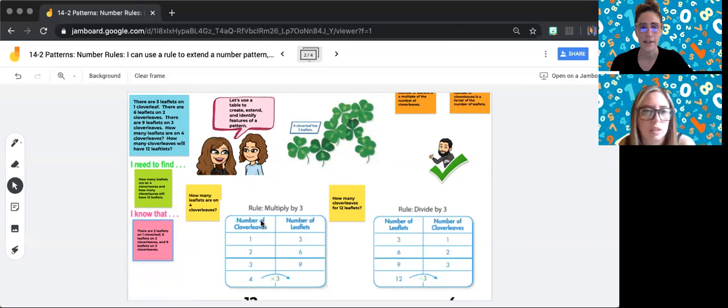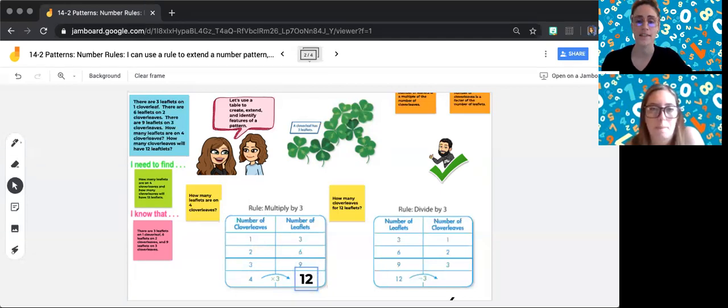Perfect. So I see on our first table, we're looking at a rule multiplied by 3, and this is going to help us find out how many leaflets are on 4 clover leaves. Perfect. So the rule says multiply by 3. So if I multiply 1 clover leaf by 3, then there will be 3 leaflets. If I multiply 2 clover leaves by 3, then there'll be 6 leaflets. And if I multiply 3 clover leaves by 3, there'll be 9. So if I multiply 4 clover leaves by 3, that will give us 12 leaflets. Great job.